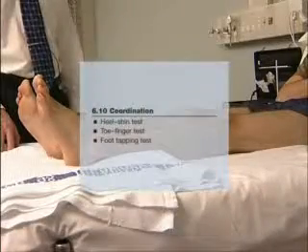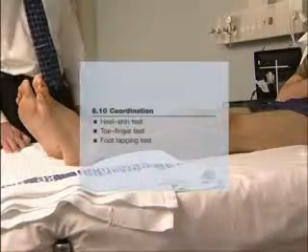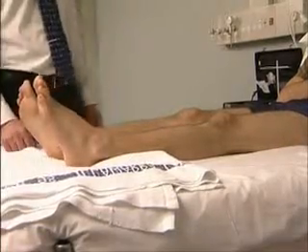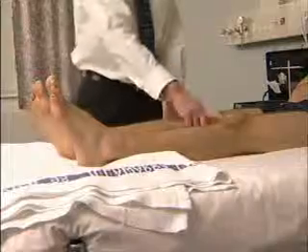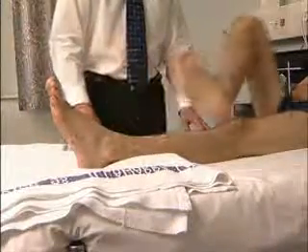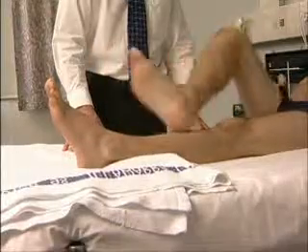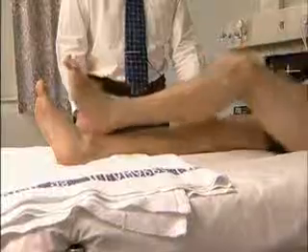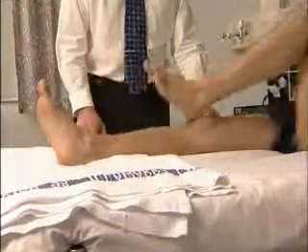Coordination is tested next. Start with the heel-shin test. What I'd like you to do is put this heel on that knee. Yep. And now go up and down the crest of your shin. Right, thank you. In patients with cerebellar disease, the heel wobbles and oscillates from side to side.